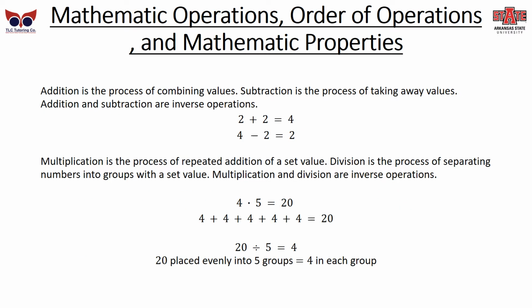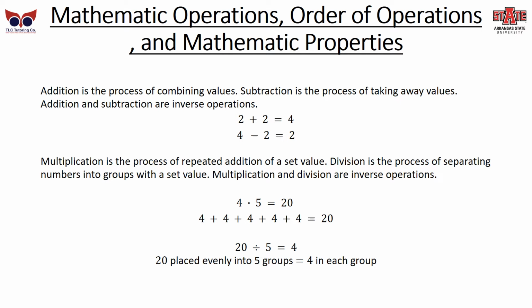Now, as we're talking about mathematics, operations, the order of operations, and mathematical properties. So addition is the process of combining values. The first thing we really learned in mathematics, right? And the process of taking away is called subtraction. We call these inverse operations, that they undo each other.